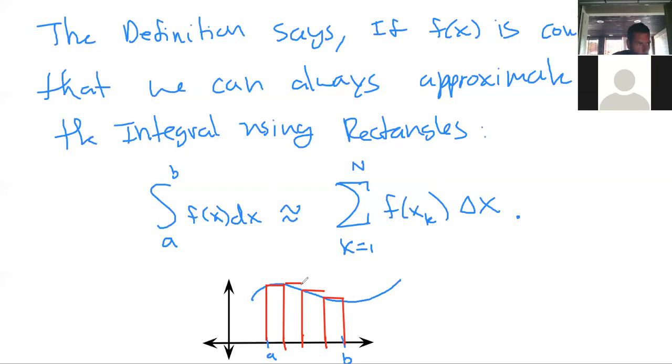So the geometric intuition is that the area of these 4 red rectangles, this being the case n is 4, is approximately the area under the graph. Now, of course, you would say, I see air there. And yeah, there's air there, and that's okay.